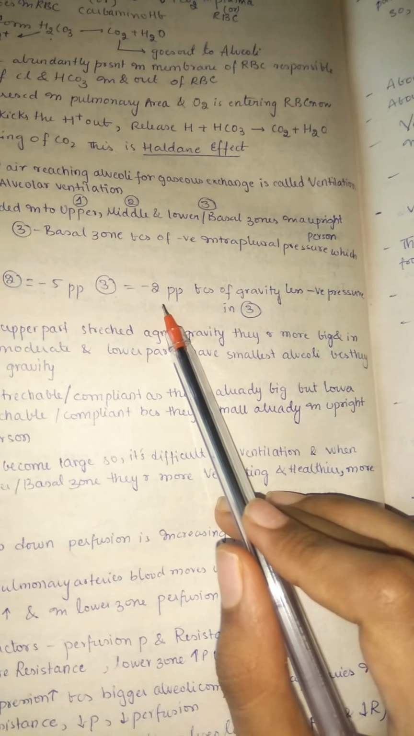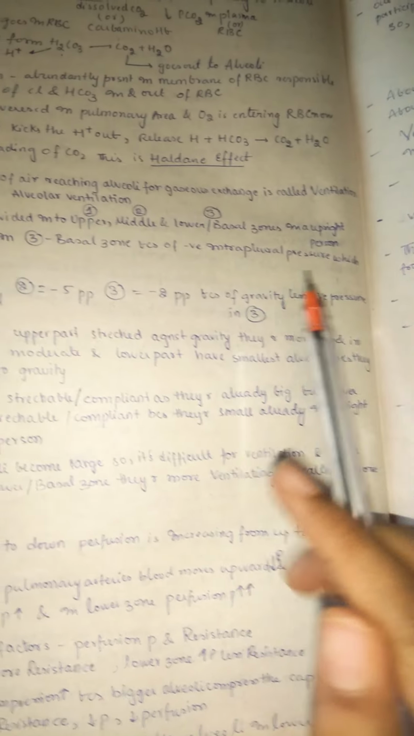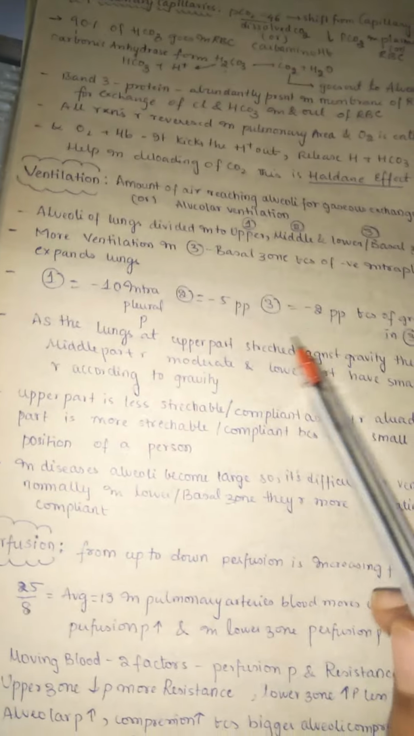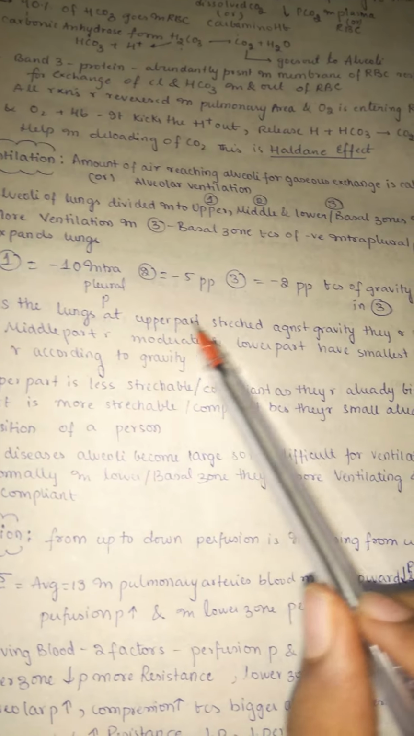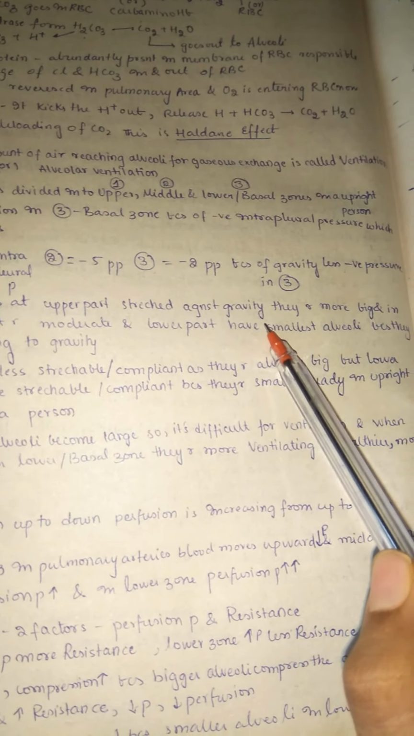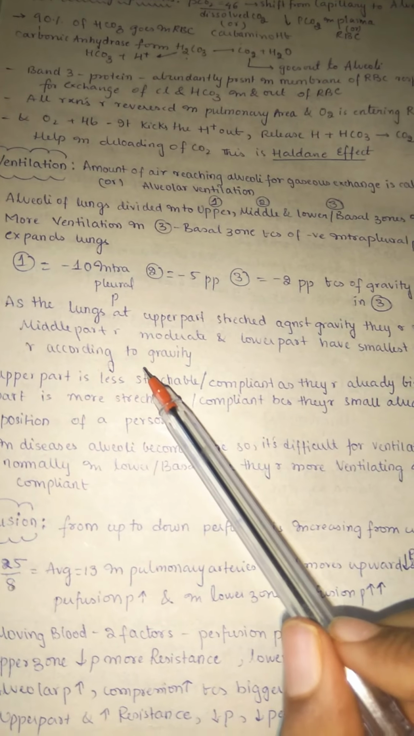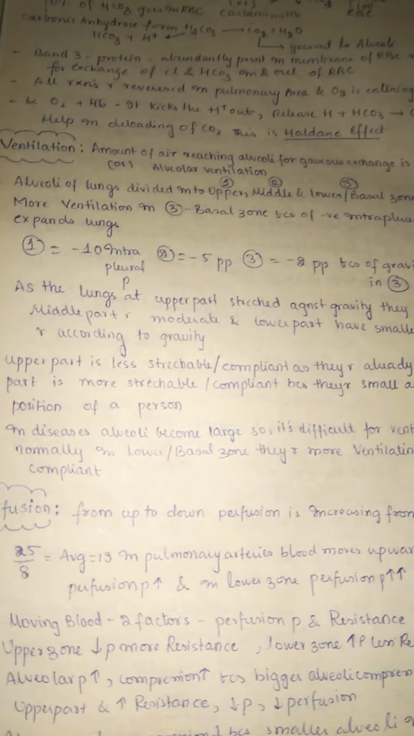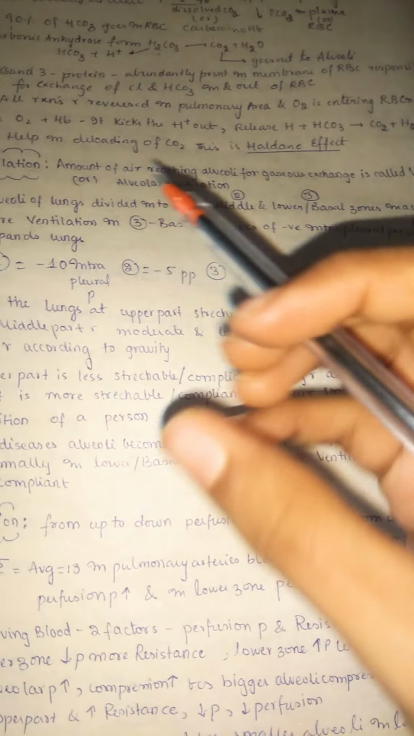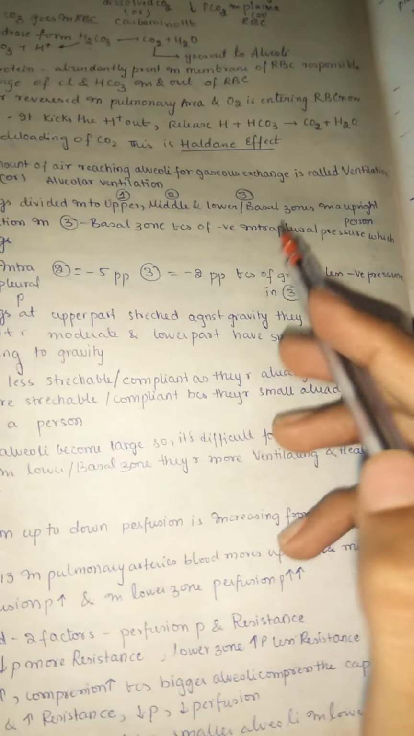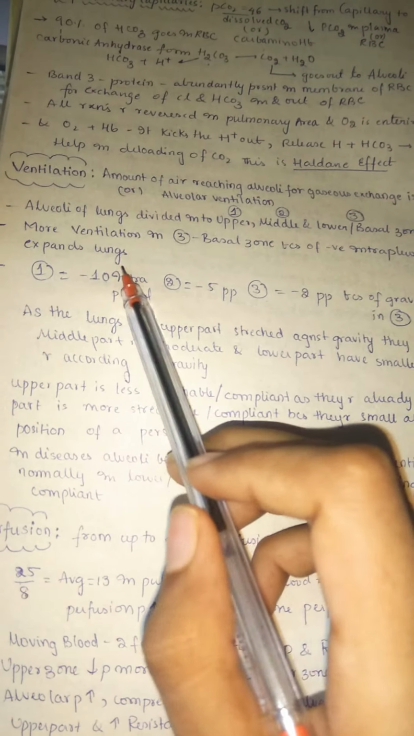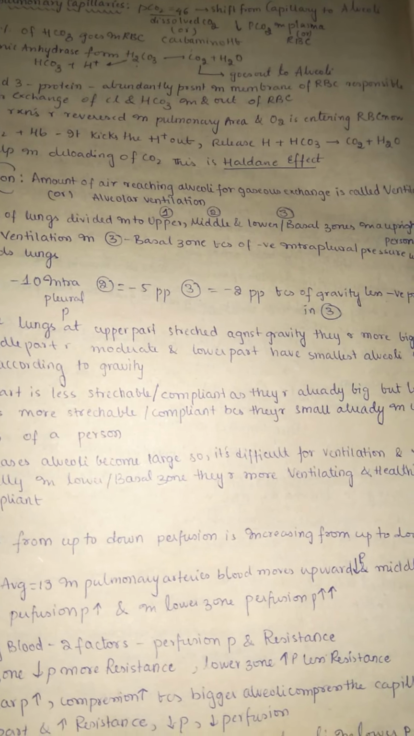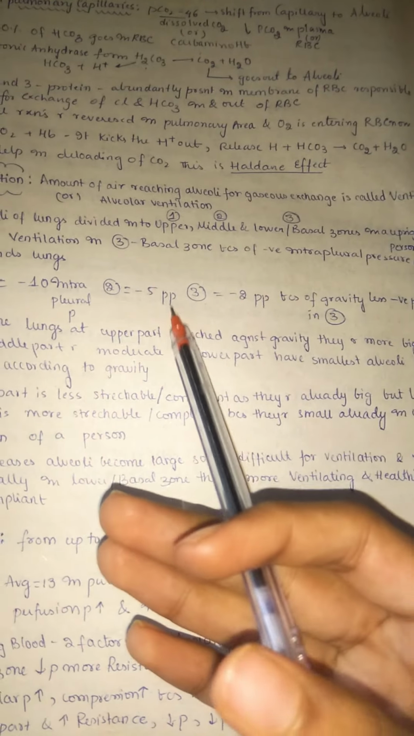Because of this less negative intrapleural pressure, the airways are expanded more in the basal part. The lungs at the upper part are stretched against gravity, so they are bigger. The middle part is moderate, and the lower part has the smallest alveoli because they follow gravity. So according to gravity, our alveoli are also stretched. Before, we talked about how intrapleural pressure expands the lungs in the basal part, but we need to understand how alveoli are expanded.